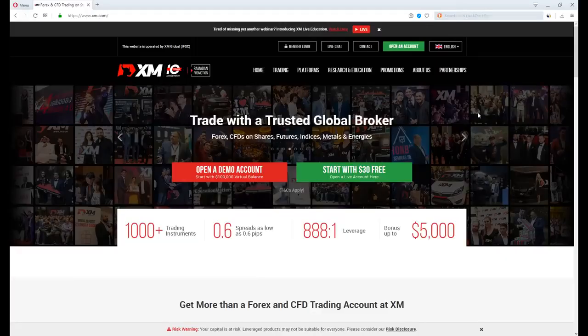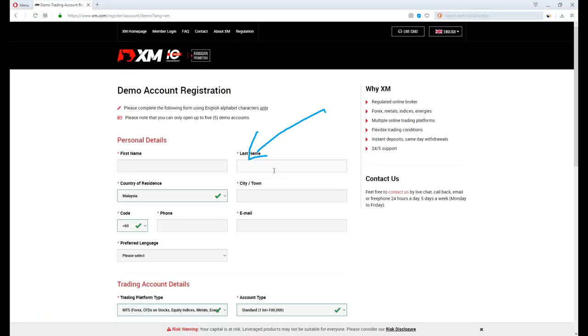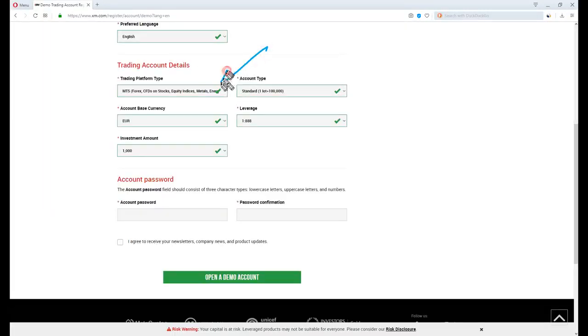Or let's take xm.com as an example. If you want to be referred under me, you can use my link below. Go to xm.com, click open a demo account. Fill in all the details. Of course, it's a demo account, so we can fill in whatever name we want. Then for the trading platform type, select MT4 since we are using MetaTrader 4. Do not pick MT5, as MT4 and MT5 are not interchangeable, as mentioned at the beginning of the video.